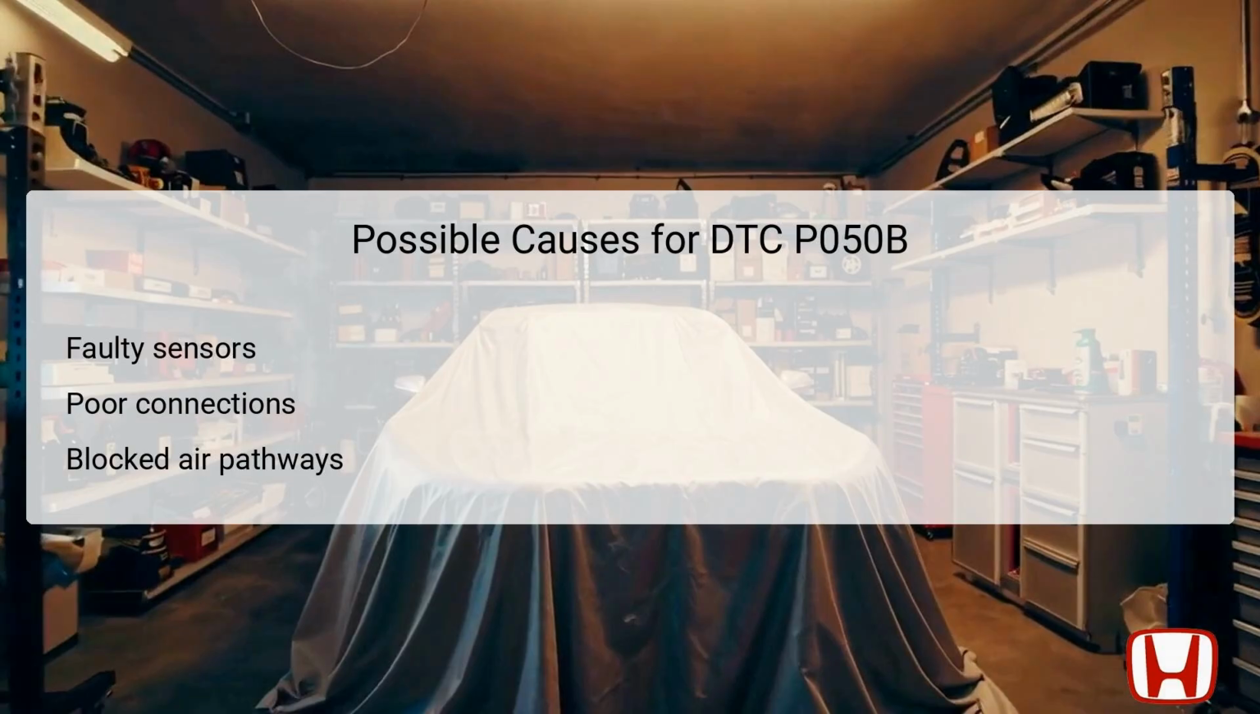Several factors can contribute to the occurrence of DTC P050B. One likely cause is faulty sensors, such as the ECT or MAF sensors, which may not provide accurate data to the PCM due to wear or internal failure. Poor electrical connections, possibly due to corrosion or loose terminals, can also disrupt communication between sensors and the PCM.